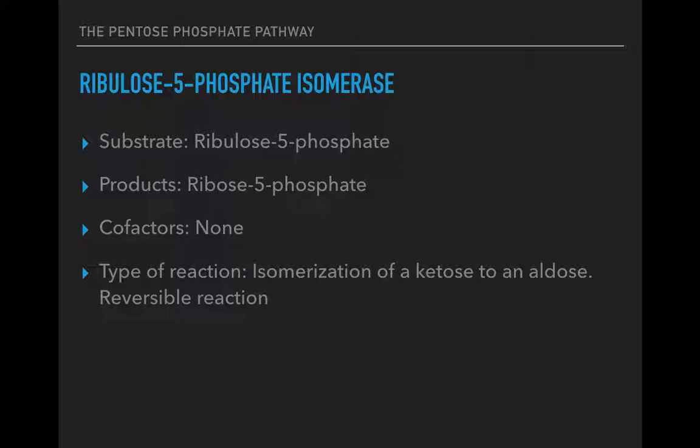These next two enzymes are going to be important for the non-oxidative phase. The substrate is ribulose 5-phosphate, and the product is ribose 5-phosphate. Again, this enzyme is not going to have a major cofactor. The type of reaction is an isomerization of a ketose to an aldose. This reaction is reversible, so it can go in both directions.